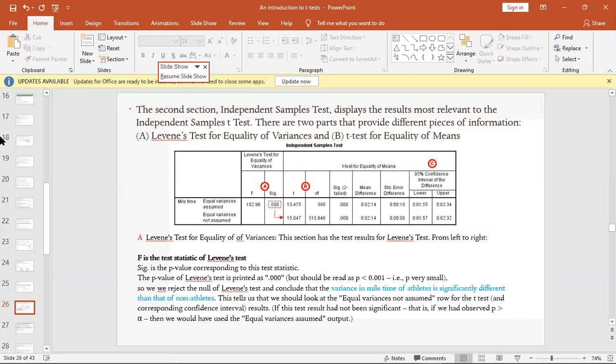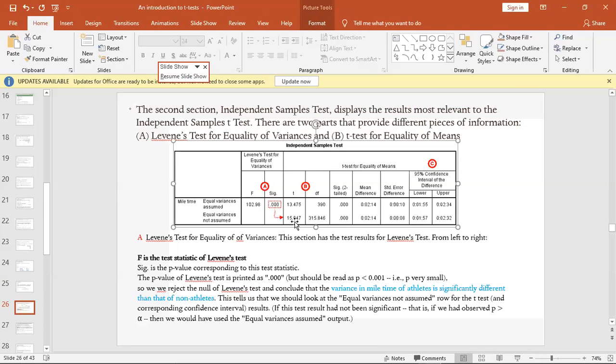The second section, the independent samples test, displays the results most relevant to the independent sample t-test. There are two parts that provide different pieces of information: equal variances assumed and equal variances not assumed. Normally, if the significance value is less than 0.001, you have to go for the equal variances not assumed row, right? So here you are going to interpret your results using this row.